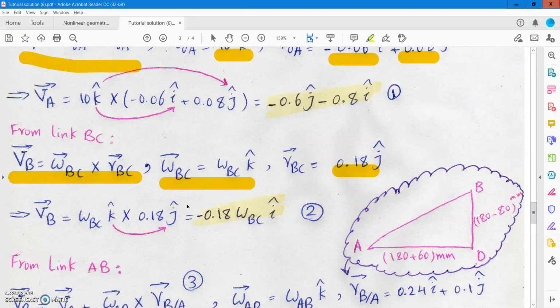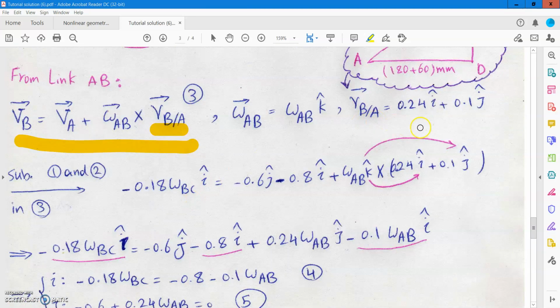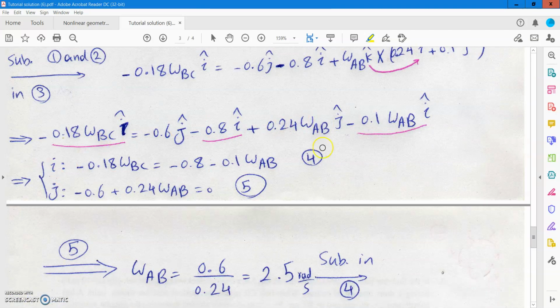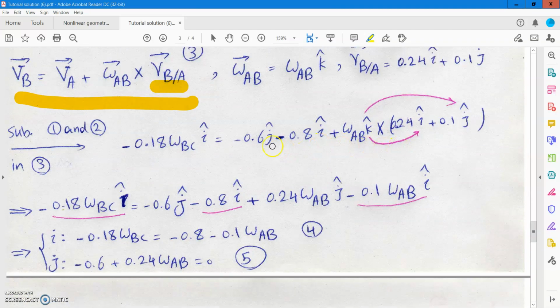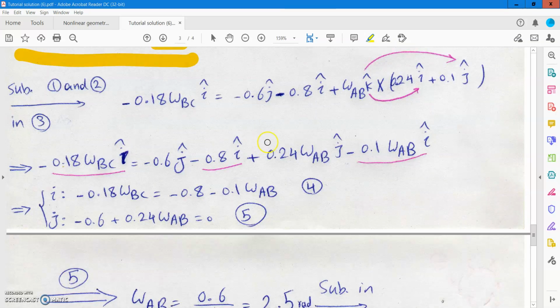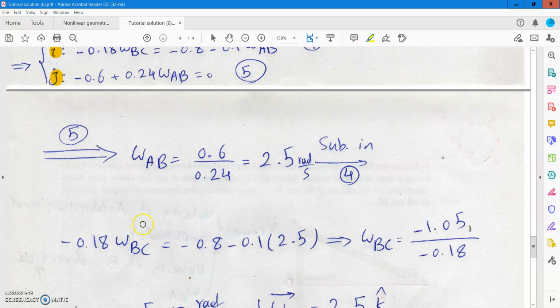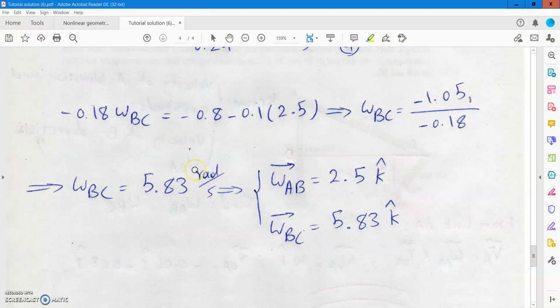So you can easily find RB with respect to A and substitute into the equation, and finally you will have one vector equation, which is in fact two algebraic equations, one for the coefficient of I and the other for the coefficient of J, and then you can calculate omega AB and omega BC by solving these two equations. So this is the solution for the last problem.